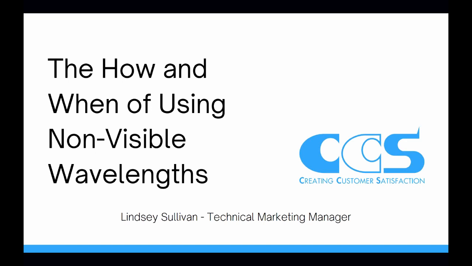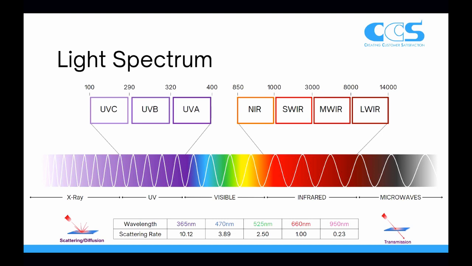The how and when of using non-visible wavelengths. So to start, we really need to take a look at the light spectrum and understand where the wavelengths we're going to be focusing on today fall within the whole spectrum. The shortest wavelength you can have is X-ray. From there, we move to UV, which goes from about 100 to 400 nanometers.